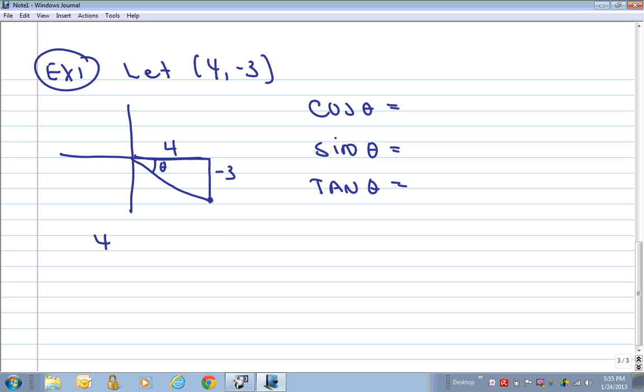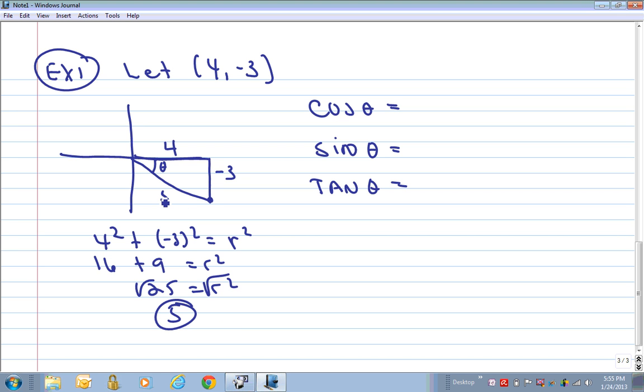So we take 4 squared plus -3 squared equals our radius squared. That would be 16 plus 9 equals radius squared. That's 25 equals radius squared. Take the square root, and remember the radius always has to be positive, so that would be 5. You would also know that this is a 3, 4, 5 triplet triangle from geometry, and you probably already know that. Now we have a right triangle.